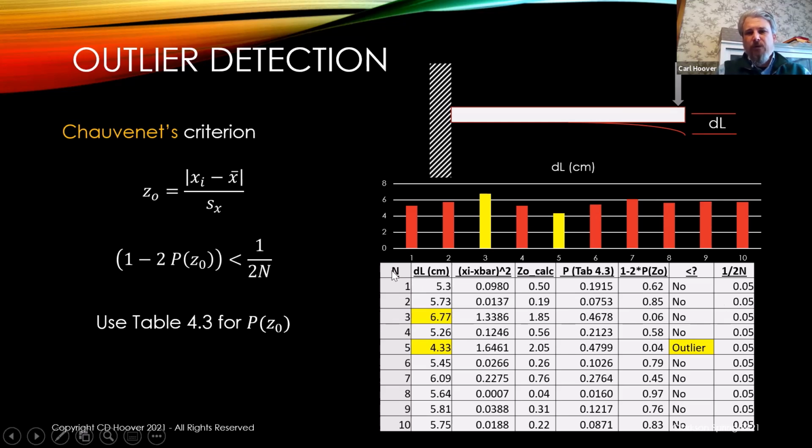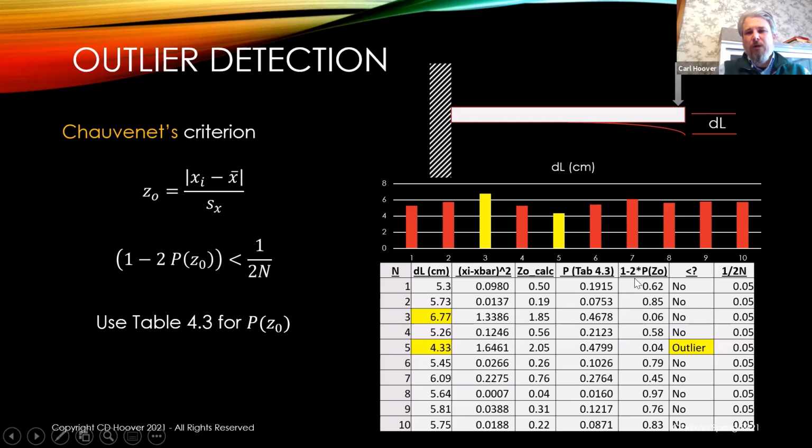Then we can use a spreadsheet to compute these values. Our DL, or our position in centimeters, is shown here, and we'll call that x. Then we have a mean of those values, and that's x bar. Then we take x minus x bar and square that. This is shown here, and then we get a z for each of those values: 0.5, 0.19, 1.85. And then from table 4.3, we look up the probability for each of those z values, and they range from 0.195 all the way down to 0.087.